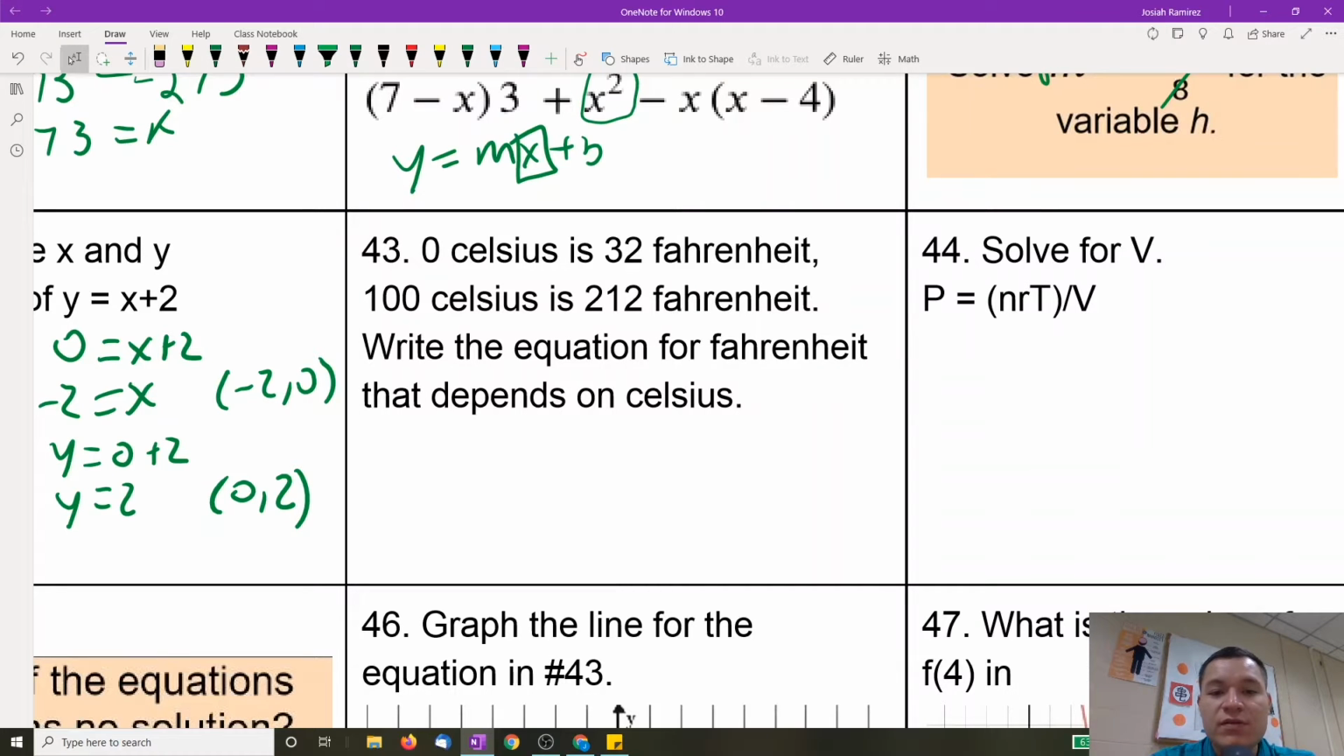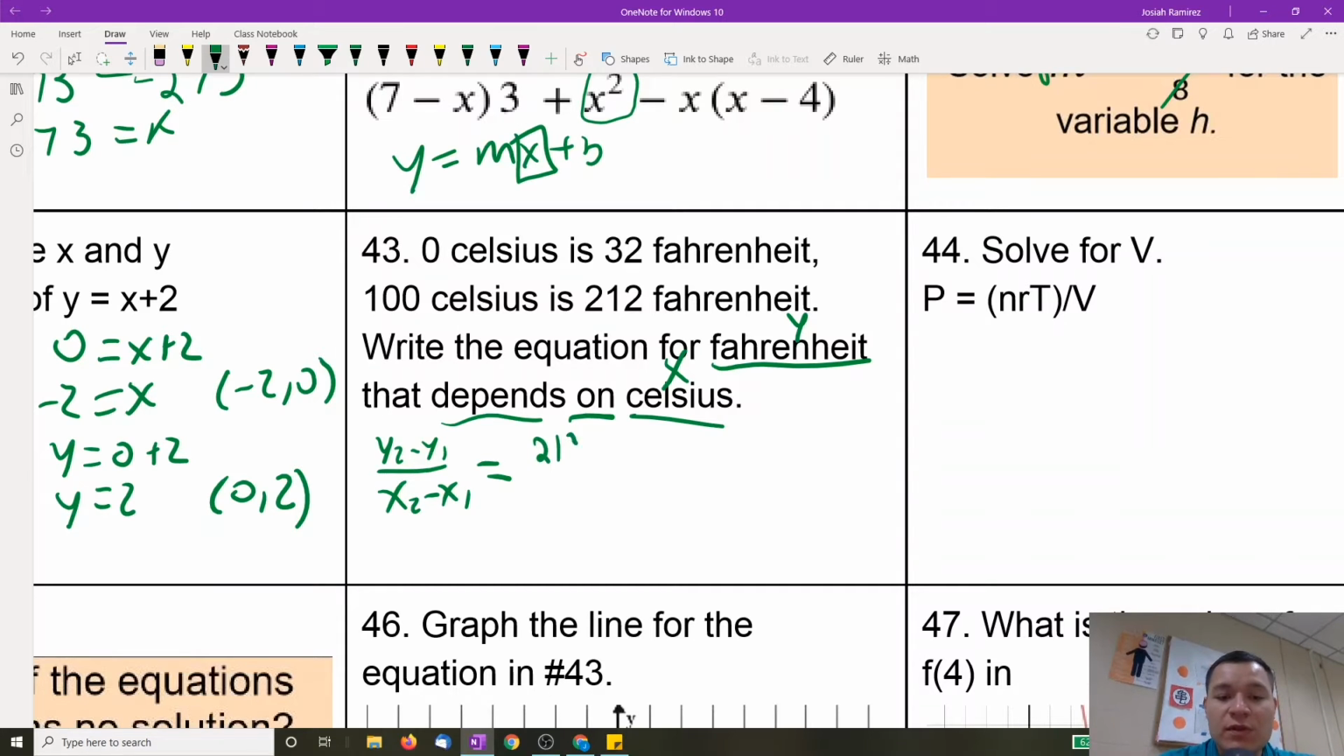0 is 32 degrees Fahrenheit. 100 degrees Celsius is 212 degrees Fahrenheit. So what we have is 2 points. The x's are the Celsius, the y's are the Fahrenheit. Write an equation for the Fahrenheit that depends on Celsius. This is saying that y depends on x. So let's just do it with a slope: y2 minus y1 over x2 minus x1.